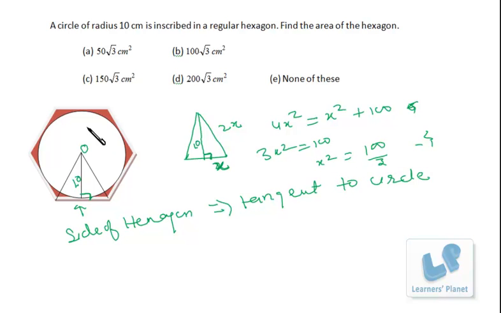Now the area of the hexagon is 6 times the area of an equilateral triangle. So what is the area of an equilateral triangle? That is root 3 by 4 side square. Side square is what? It is 2x whole square, that is 4x square. This is the area of a single equilateral triangle, and there are 6 equilateral triangles like this in this hexagon. So it is 6 times root 3 by 4 into side square. Now just put the value of x square as 100 by 3 and we will be getting the area of the hexagon. Okay, so it's 200 root 3 square units. Okay, I hope you are clear.